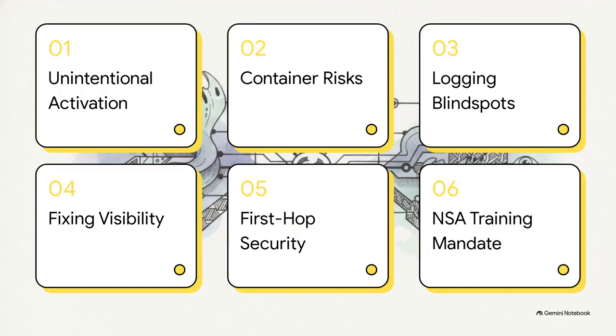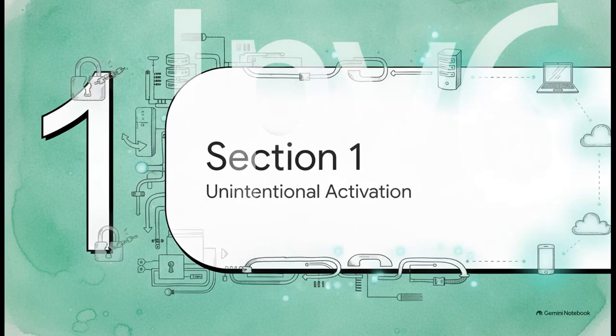So since the protocol is likely already active in your environment, here's our roadmap for today. We're going to cover unintentional activation, hidden container attack surfaces, logging blind spots, fixing that visibility, first hop security, and finally the NSA training mandate. All right, starting off with Section 1, unintentional IPv6 activation.